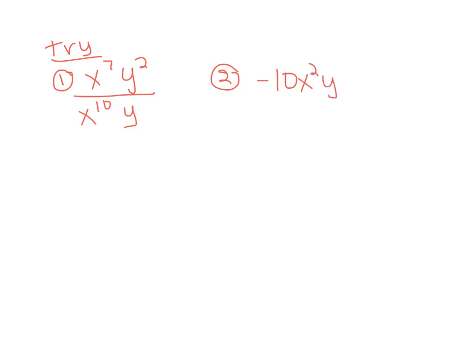Number 1, let's go x to the 7th, y to the 2nd over x to the 10th, y. Number 2, let's do negative 10, x to the 2nd, y to the 4th, z to the 7th over 4 squared, x to the 7th, y to the 2nd, z to the 12th.